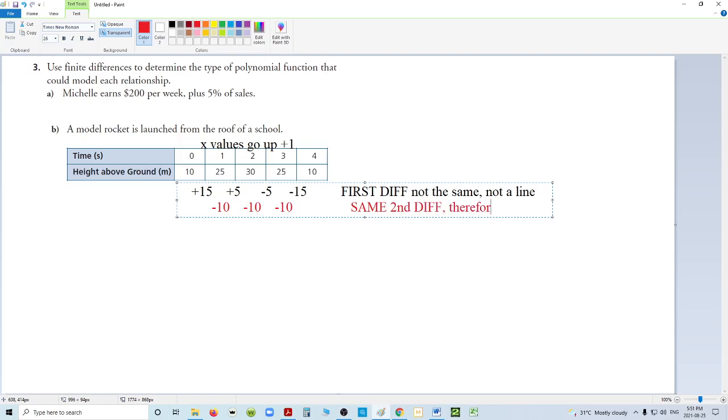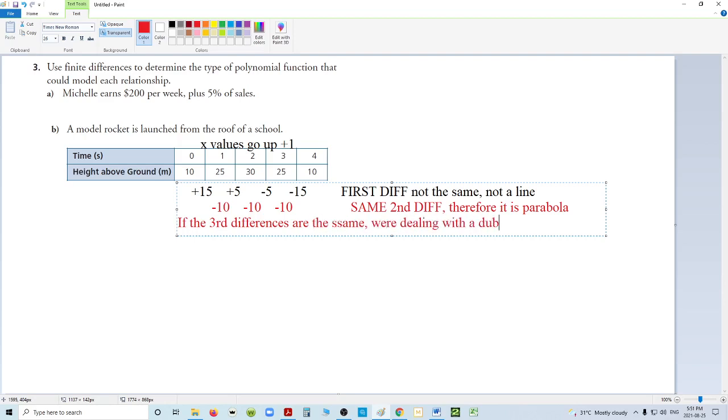Therefore, it is x to the power of 2, or in other words, a parabola. And that's how you figure it out. Now, if those were not the same, and you were to keep going down to the next line, if the third differences are the same, we're dealing with a cubic. If fourth differences are the same, we're dealing with x to the power of 4, and so on.